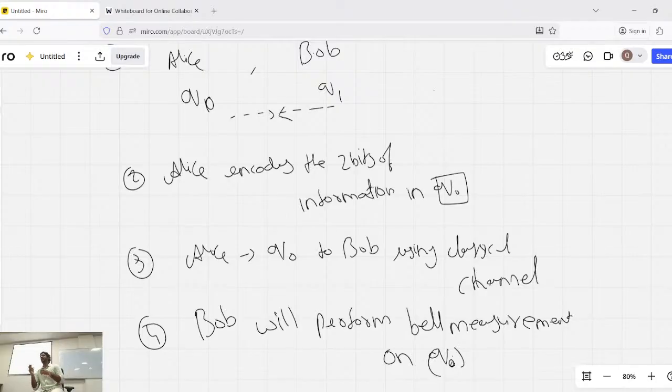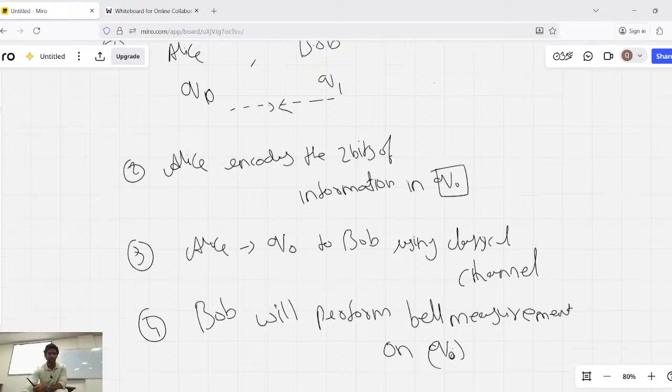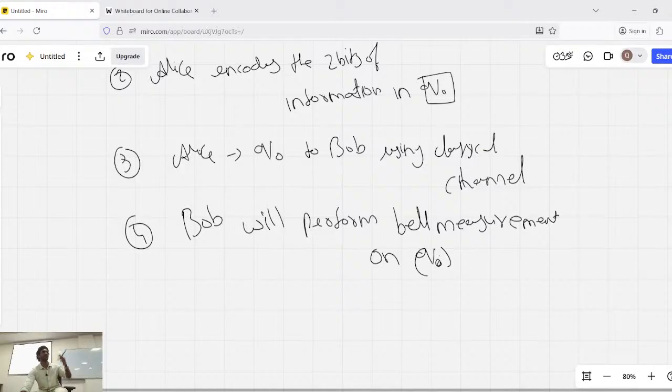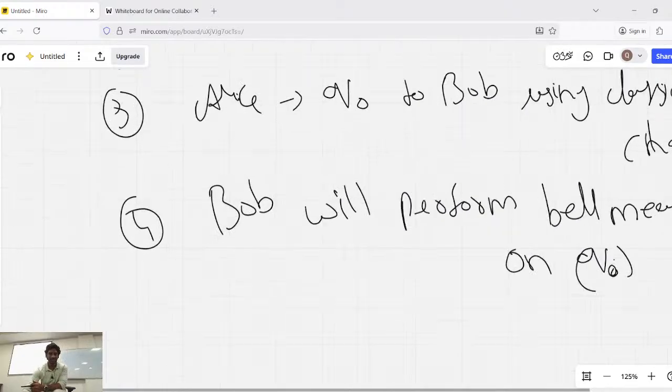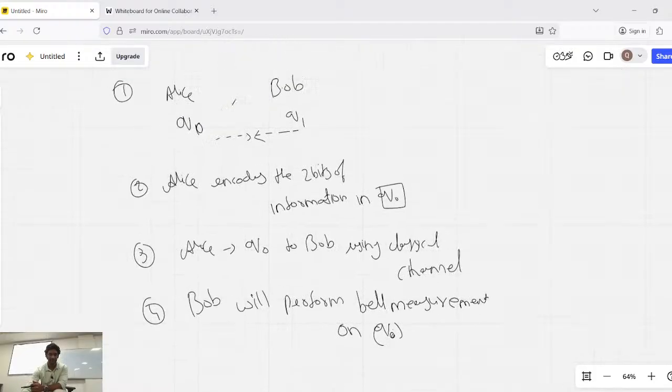Bob will perform the Bell measurement on the received qubit. Doing the Bell measurement, the output he gets will be the 2 classical bits of information which Alice wanted to send. Got it? So this is the superdense coding concept, simply put.